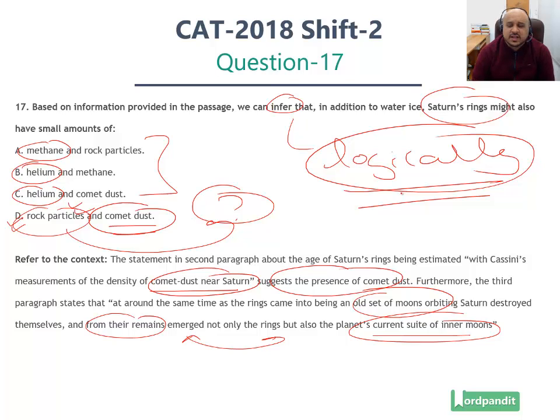This is how you arrive at the correct answer for this particular question. Elimination is the way to go about it. Methane and helium are the two obvious bummers here. These are not mentioned in the passage at all. These help you rule out A, B, C, and by elimination you can arrive at option number D as the correct answer. This is the approach that you have to adopt for this particular question.